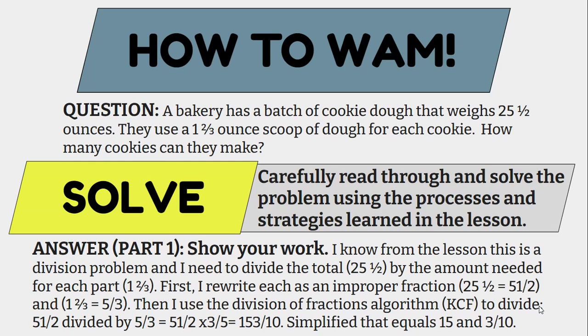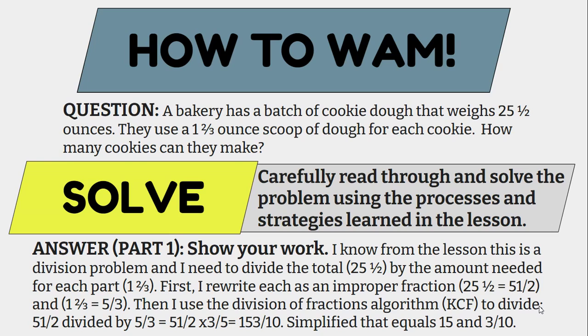So I'm going to keep the first fraction exactly the same, 51/2, or 51 halves. I'm going to change my sign from division to multiplication, and I'm going to find the reciprocal of my second fraction. So 5/3 will become 3/5. Then I'm going to multiply straight across. 51 times 3 gives me 153 as my numerator, and 2 times 5 gives me 10 as my denominator. My last step is to simplify, and that would give me a mixed number of 15 3/10.